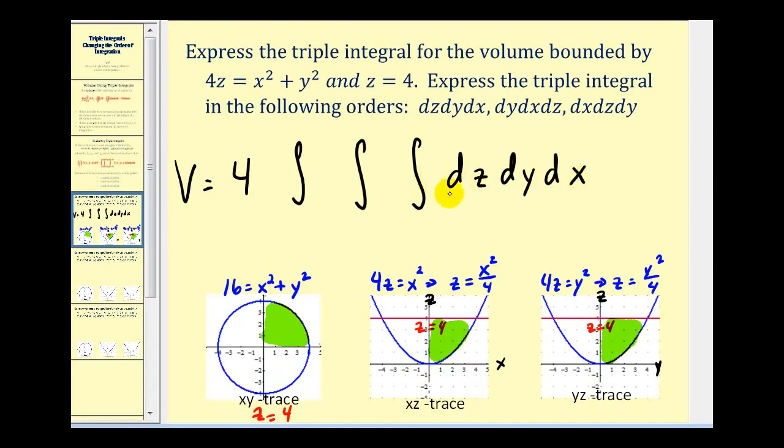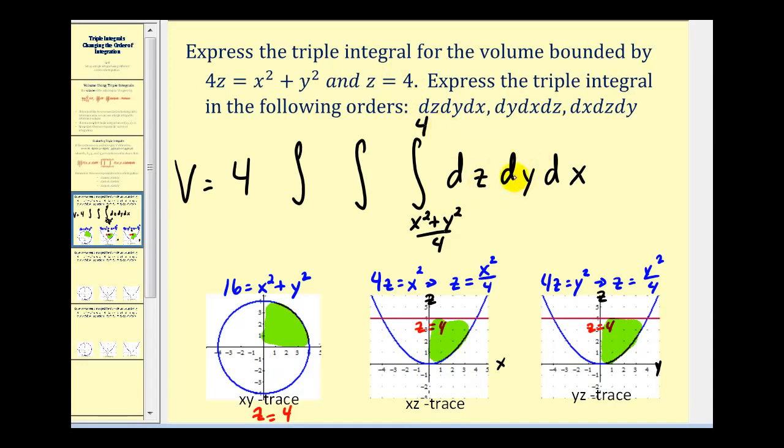The limits of integration with respect to z must be expressed in terms of y and x. Well, the values of z are bounded by this paraboloid and z equals 4. So if we solve this for z, we would have x squared plus y squared divided by 4. That'll be our lower limit of integration for z. And the upper limit of integration will be z equals 4.